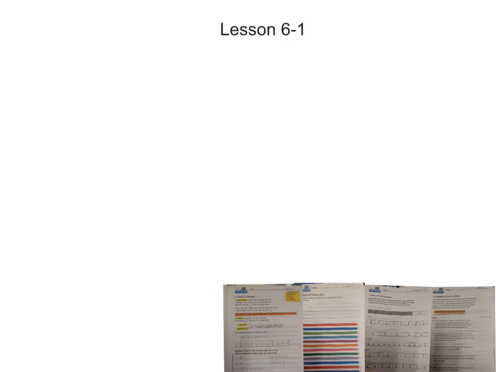Alright, boys and girls, today's lesson is lesson 6-1, and we start learning about fractions today, which is kind of exciting, something I love to teach, because fractions are really hard. They're easy to learn, but they're hard to understand at first. But once you understand them, everything else kind of flows, and when you can go through life and really understand fractions, it makes math in this world a little bit easier.